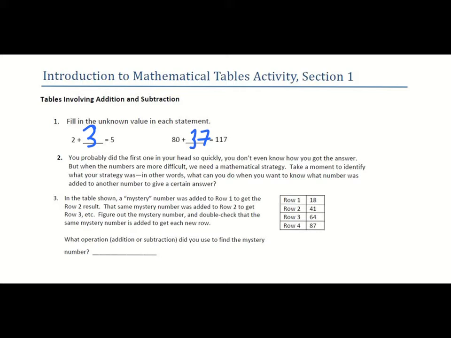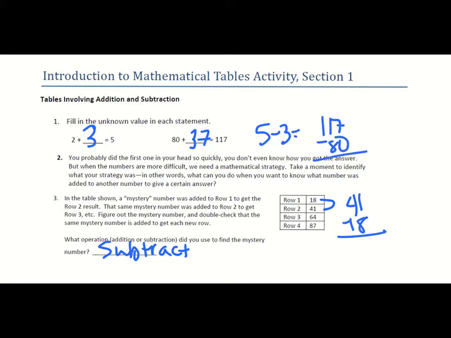So it says in the table shown, the mystery number was added from row 1 to get to row 2. Same thing to get to row 3. So they want to know basically what operation did you use to find your mystery number. If I want to go from row 1 to row 2, you had to use subtraction. So to figure out how I got from 81 to 41, I would have to do 41 minus 18 in my head. So I had to do 5 minus 3, or I had to do 117 minus 80 in my head to get those.